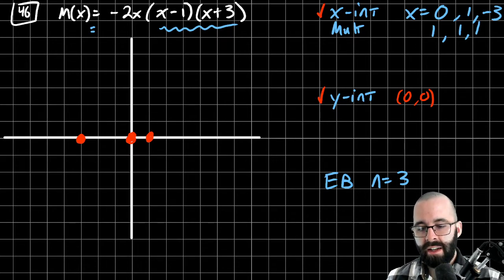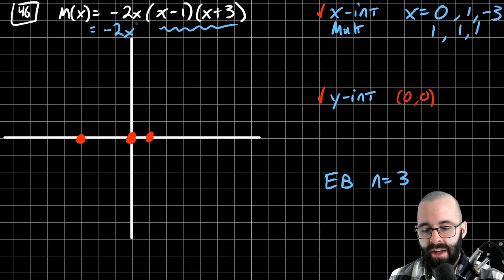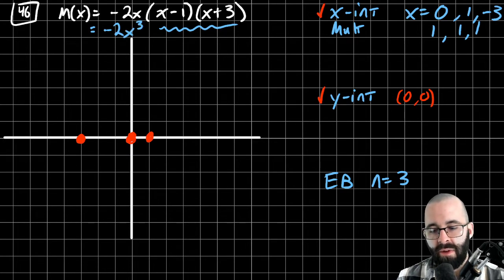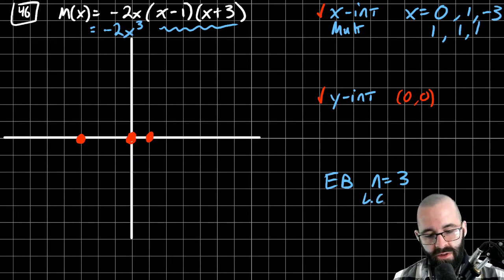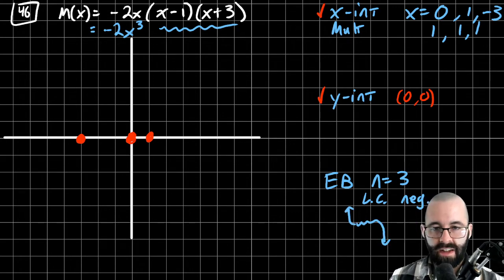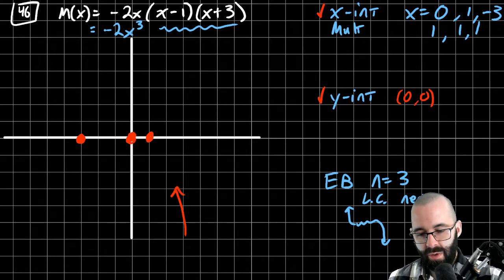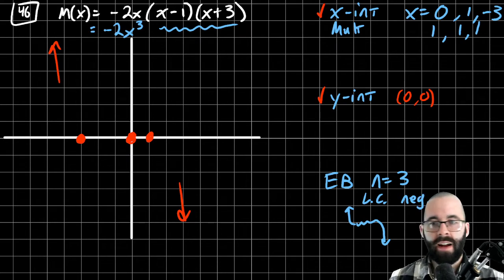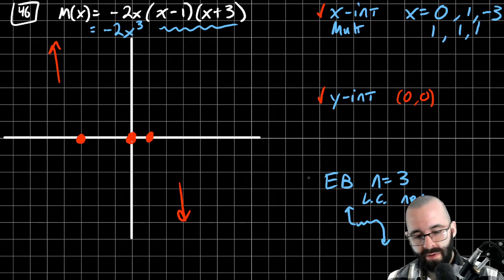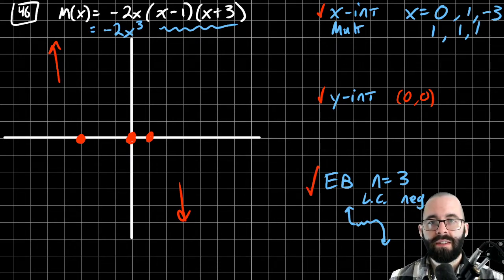But if you just look at the leading term, you can know that the leading term is going to be negative 2x cubed. But feel free to multiply this whole thing out. The leading coefficient is negative. So cubic and negative looks like this. It's going down on the right and up on the left. We've incorporated the end behavior.